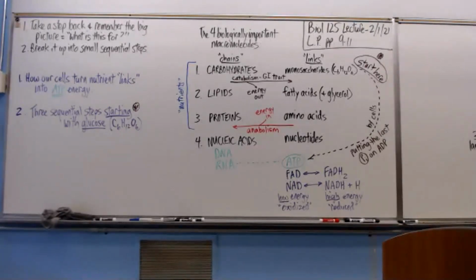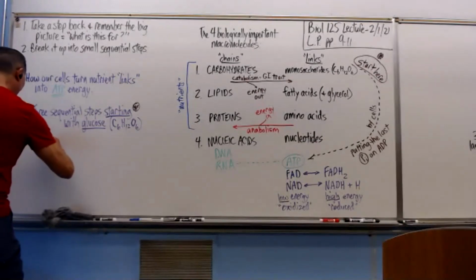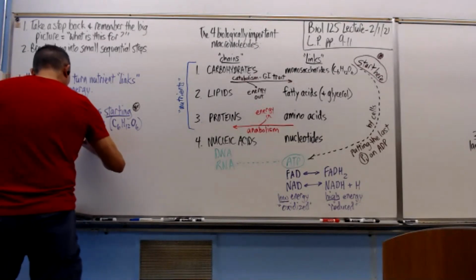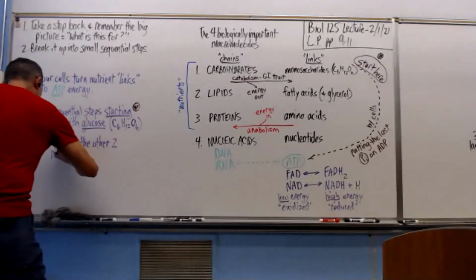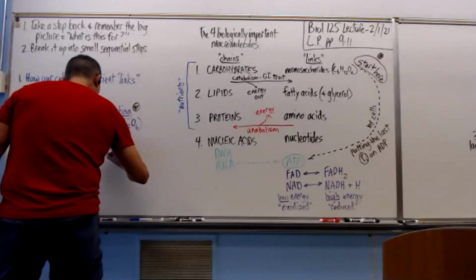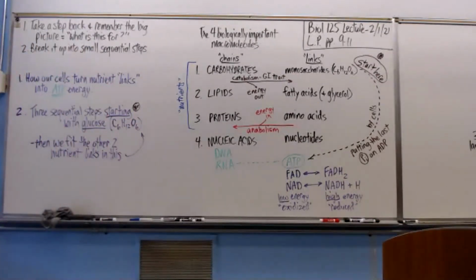Here are the nutrient links. I'm starting with glucose, and I just finished the 3 sequential steps: glycolysis, Krebs cycles, and the ETS. Then we fit the other two nutrient links in this framework. Because they do, they fit in this framework.